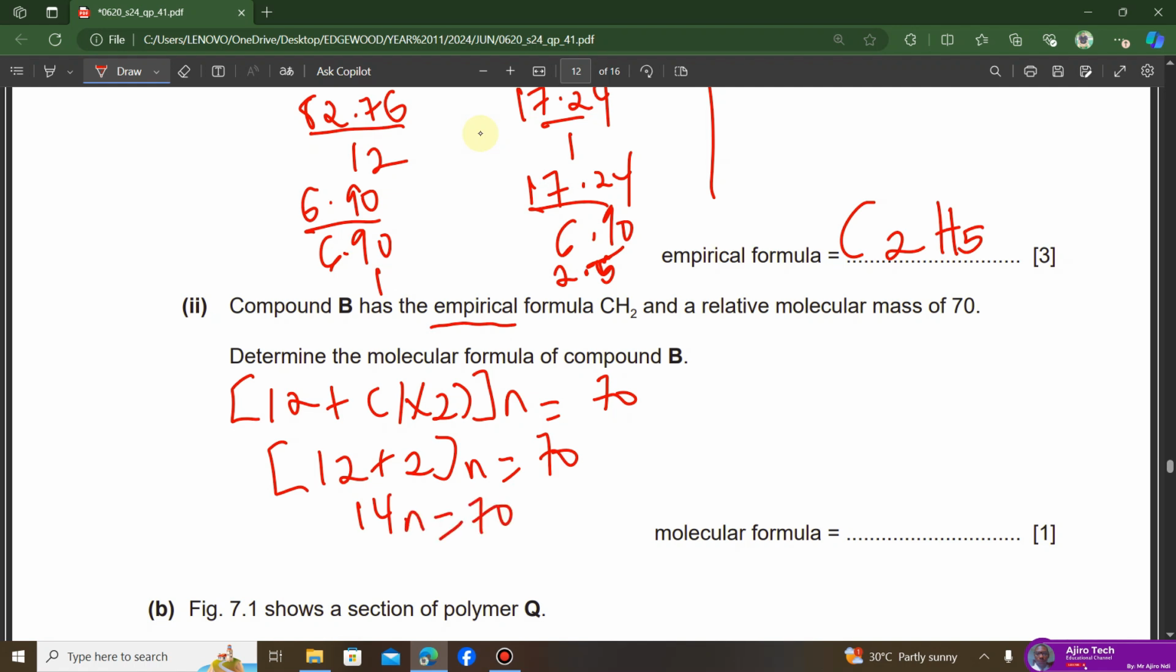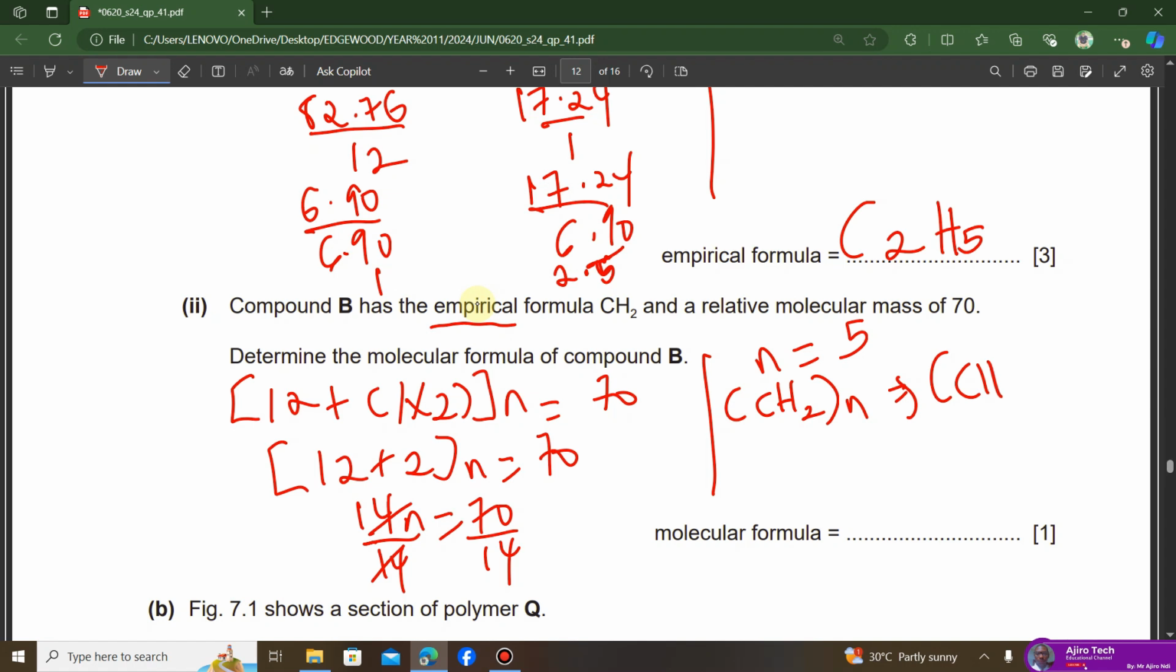Now in this case, all we need to do is to divide by 14. So we divide by 14 and divide by 14, and 70 divided by 14, so n is equal to 5. So if n equals to 5, so we have CH2 n, so that's simply saying CH2 all into 5. So it becomes C5H10. All right, so that is how to solve that question.